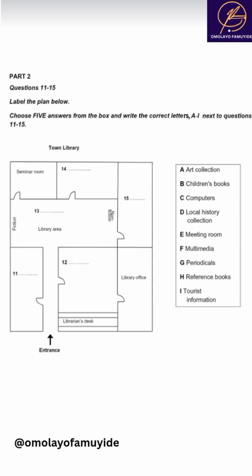Study it. And then you should also study the list of options. Very important, especially in a question like this. It's important you study the list of options so that when you hear the answer, you know immediately which option is correct. Okay. So read through A to I. You have art collection, children's books, computers, local history collection, and so on. So you want to do that.